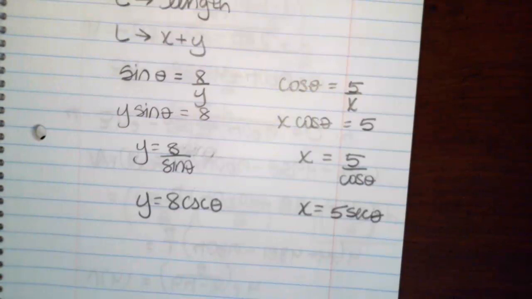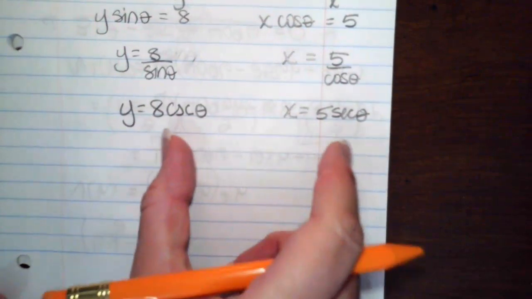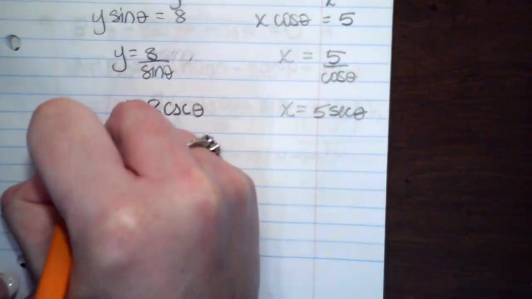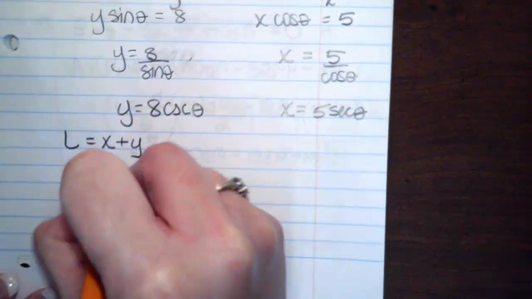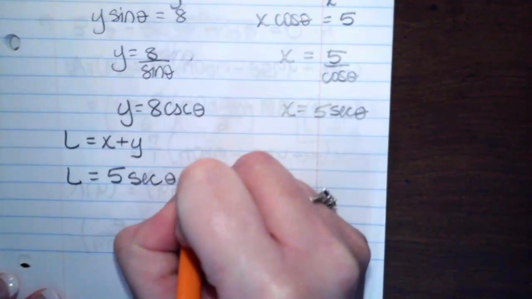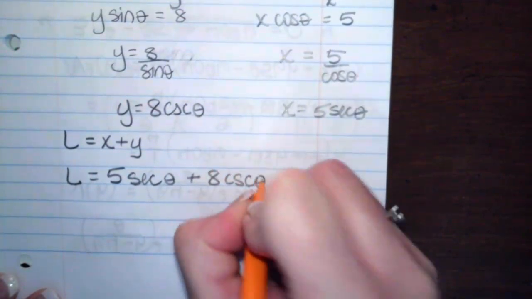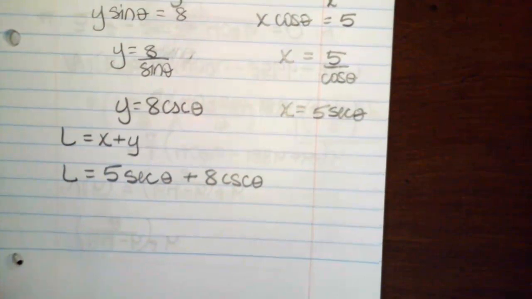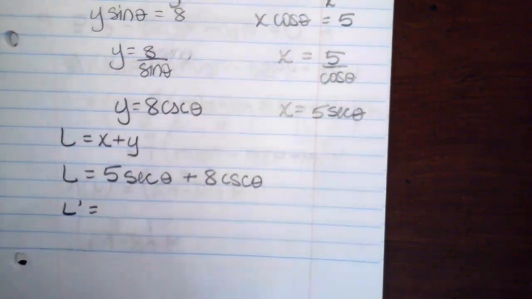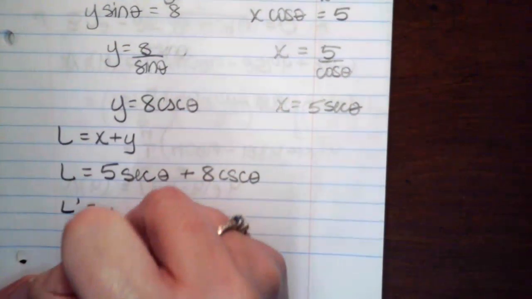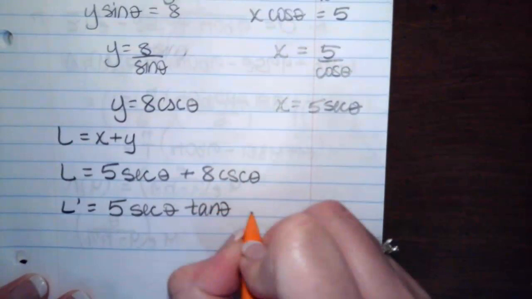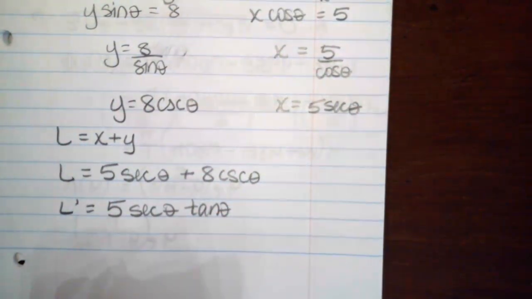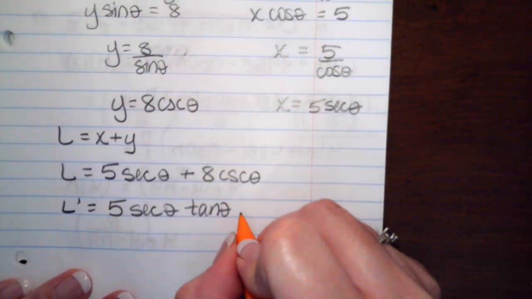So now I can take a derivative as soon as I add these two things together. My length is x plus y, so my length is going to be 5 secant theta plus 8 cosecant theta. And now it's ready for me to take a derivative. The derivative of secant is secant tangent, so I have 5 secant theta tangent theta. The derivative of cosecant is negative cosecant cotangent.